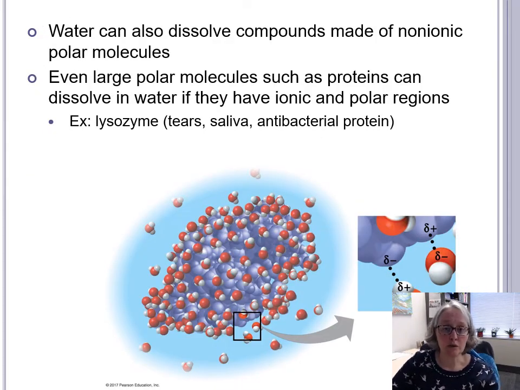Water can also dissolve compounds made of non-ionic polar molecules. So remember, a polar molecule is one that has charges on it. So large polar molecules, things like proteins, can dissolve in water if they have ionic and polar regions. One example your textbook talks about is this enzyme called lysozyme. It's this big protein, and we're able to get it to dissolve in our tears because it has these ionic and polar regions on it that are able to interact with water molecules.